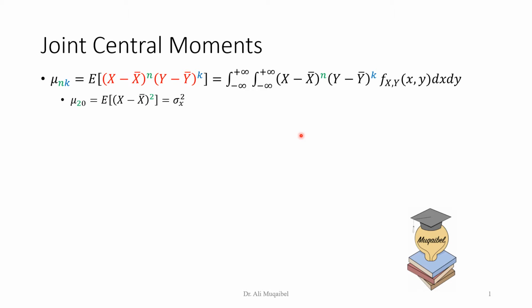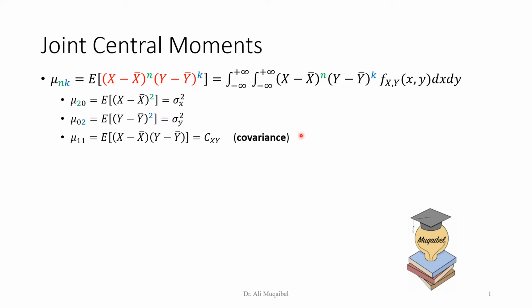Now, one of the very important second order joint moments is mu 2,0, which is going to be the marginal variance of x. We have mu 0,2, which is the marginal variance of y. Now, mu 1,1 is what we call the covariance, and because it's important, we're going to use the letter C. For correlation, we had R. Now, for covariance, we're going to use C. It means how y and x vary together. If we increase y, what will happen to x? Is it going to increase or decrease in expectation?